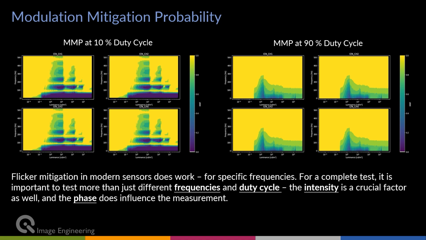So if your sensor has flicker mitigation, it is obvious that this flicker mitigation works well for a certain frequency, but not for all frequencies. And that's very important to check and to see.